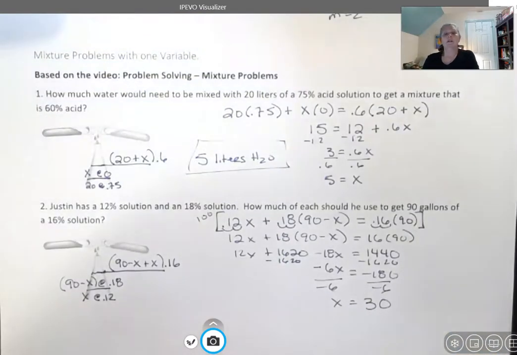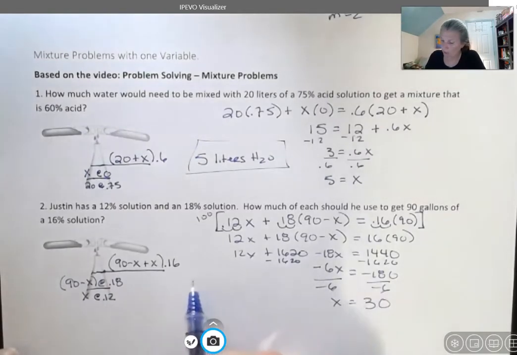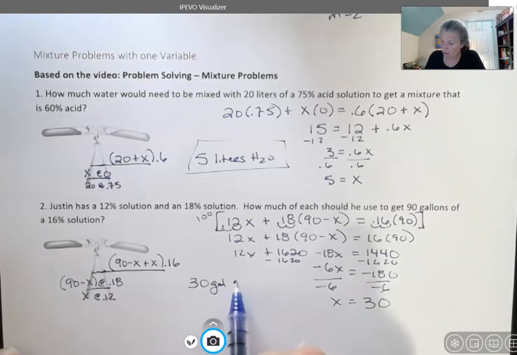Now, what I want to tell you is that if you're talking about how many liters of something you've added, you should never get a negative answer, right? You could add none, but if you add something, it shouldn't be negative. So if you get a negative answer, that's going to be a red flag that you did something wrong. Which one of these is 30? Is it the 12% or the 18%? Well, we said x was the 12%. So I know that I have 30 gallons at 12%.